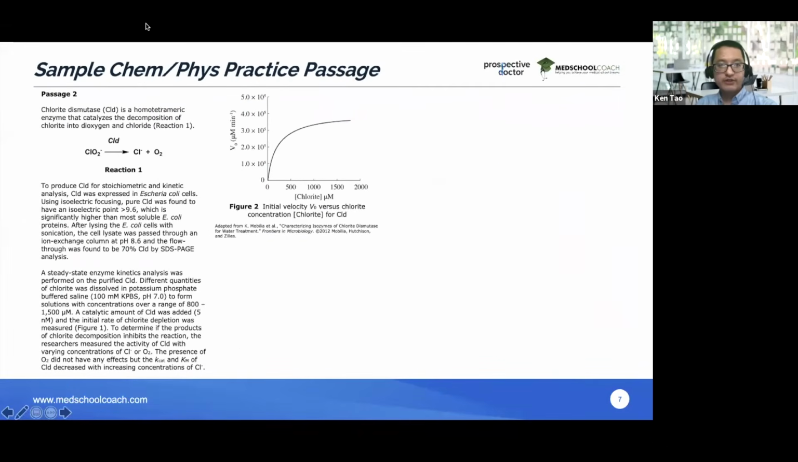The next thing I want to do is run through a quick Chem Phys passage. I thought that this might be nice since so far it's been lots of me talking, not so much you guys getting to do a little bit of practice. So let me give all of you 2 minutes to read through this passage, and we'll run through a few questions together. I will start a timer now.